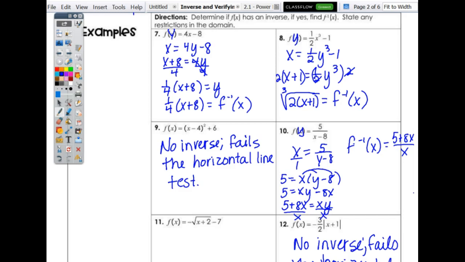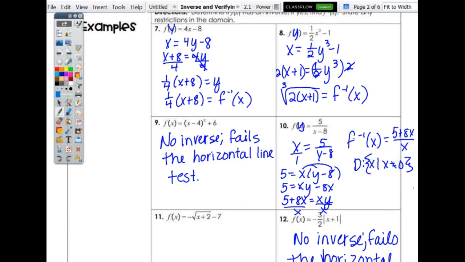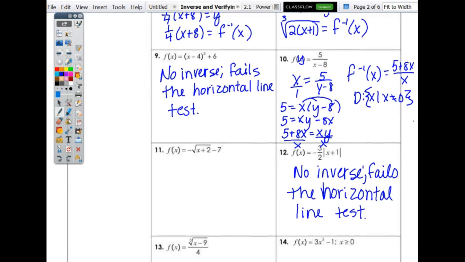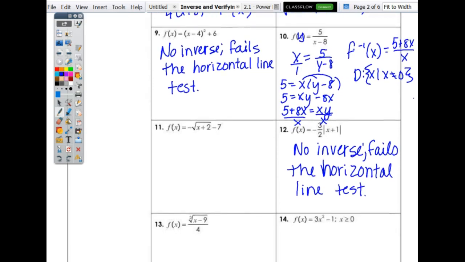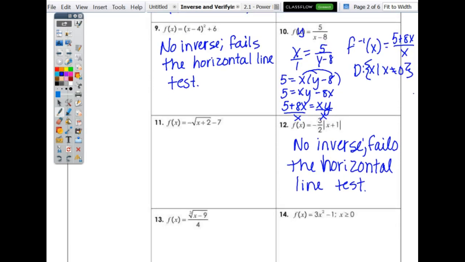But I do have to restrict the domain because what can I not divide by? 0. So the domain is going to have to be x such that x does not equal 0. What is the other function we have to watch to restrict the domain? When we divide and when I take the square root, because I can't take the square root of a negative number. So look at this one right here.